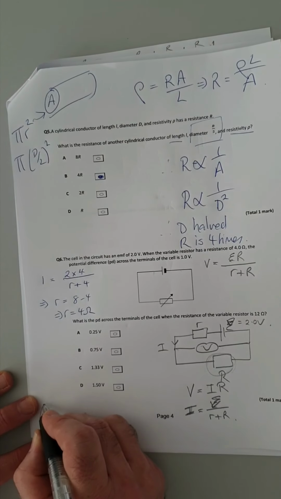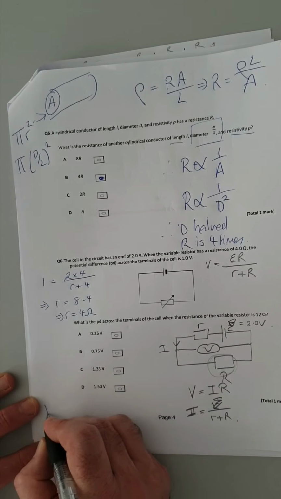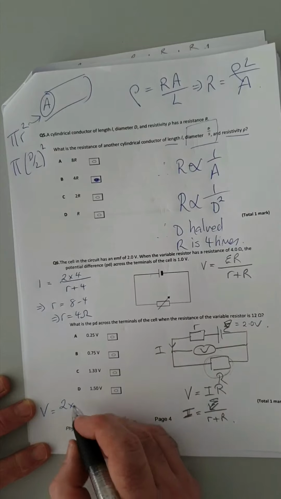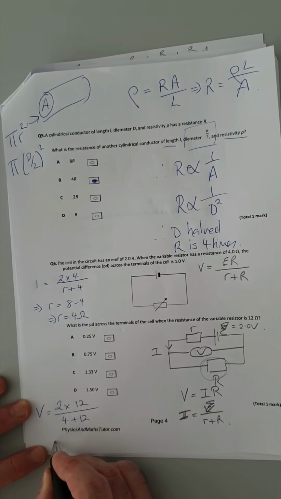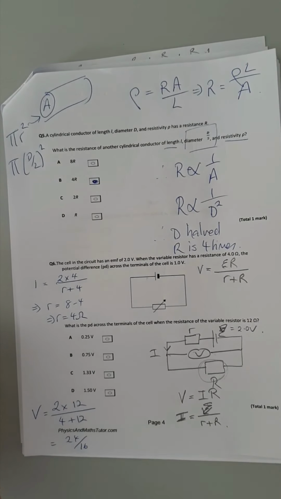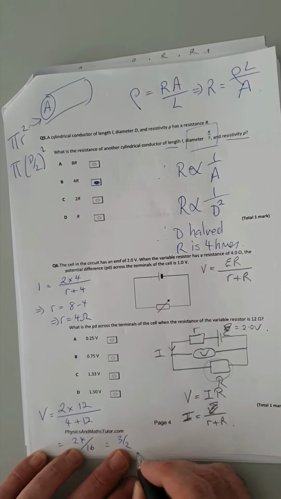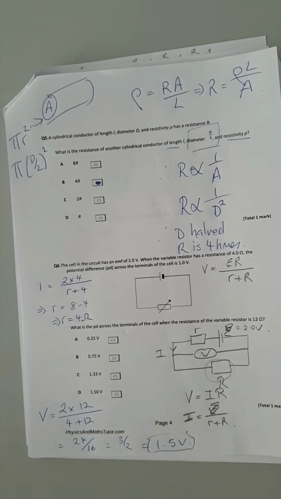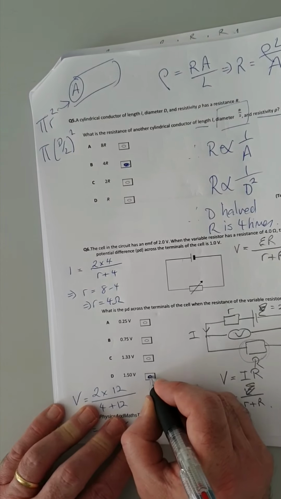So now I've got that the voltage is equal to, the EMF is 2 volts, times 12 divided by 4 plus 12, which is equal to 24 over 16, which is 3 over 2, but we never write it like that, so it's 1.5 volts. So question 6, the answer is D.